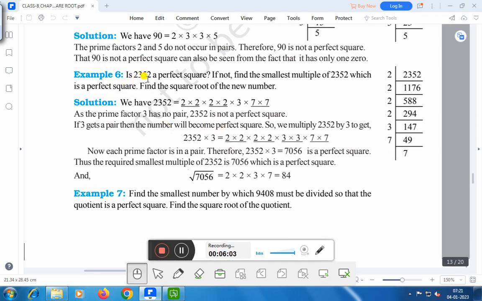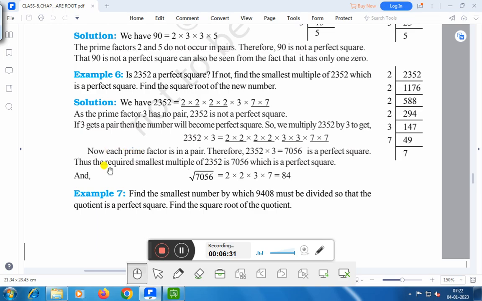Example 6. Is 2352 a perfect square? If not, find the smallest multiple of 2352 which is a perfect square. Find the square root of the new number. 2352 is 2 into 2 into 2 into 2 into 3 into 7 into 7. As the prime factor 3 has no pair, 2352 is not a perfect square. If 3 gets a pair, then the number will become a perfect square. So we multiply 2352 by 3.